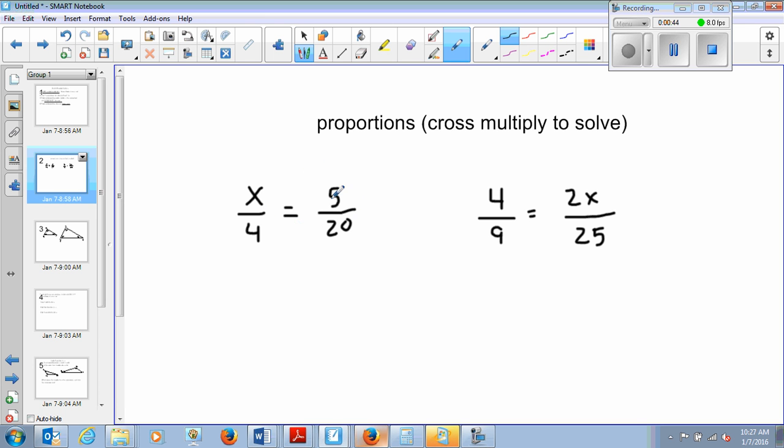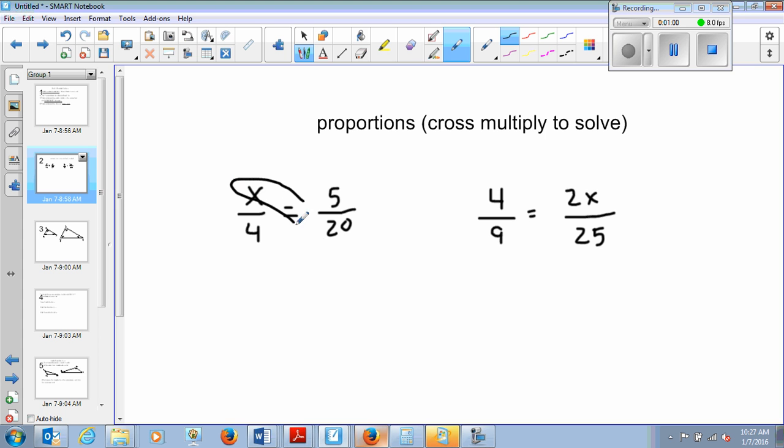This is an example of a proportion. It's two fractions that are set equal to each other. So the part on the top has to be the same to the bottom as this part on top, or numerator, has to be to this part on the bottom, or denominator. The way that you solve proportions is you cross multiply.